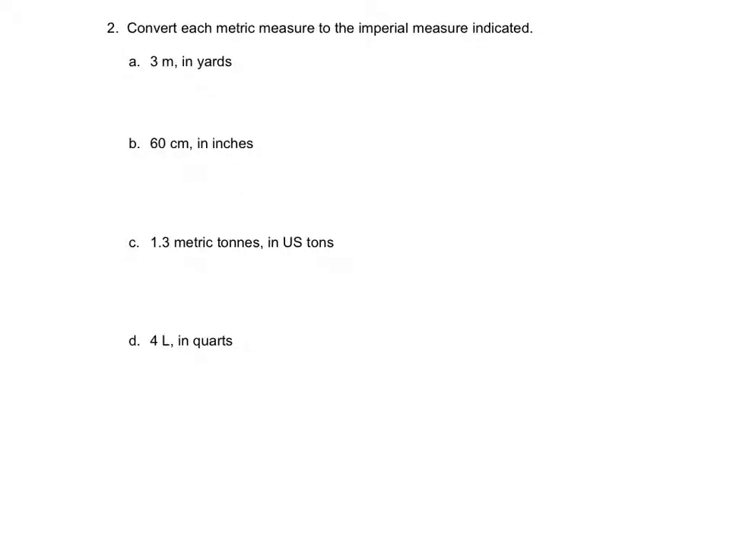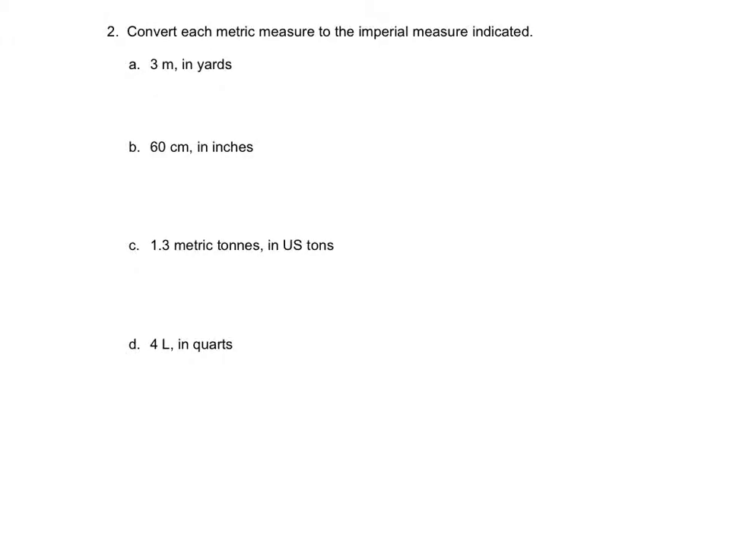Okay, so converting from metric to imperial is really no different. You just may find the other chart more helpful in finding your initial conversions. So, 3 meters converted into yards. From your chart, we can see that 1 meter is the same as 1.0936 yards. So 3 meters, if we multiply that by 3, would be the same as 3.28 yards.